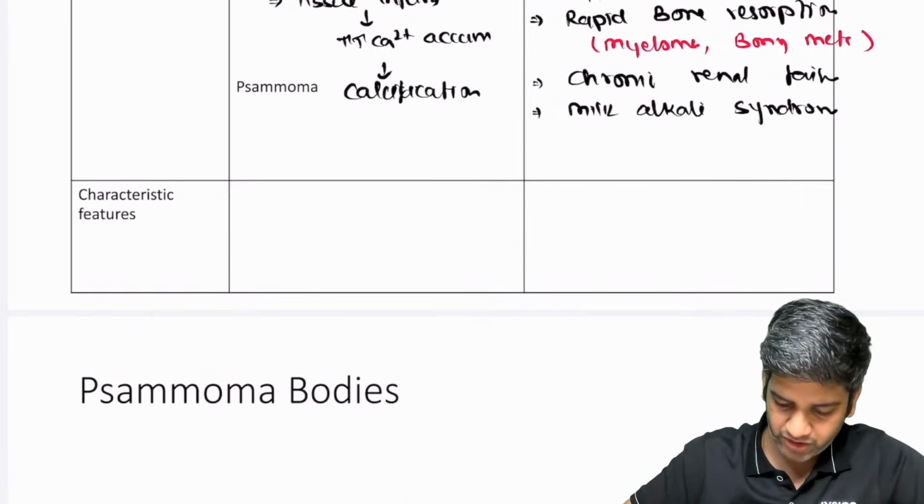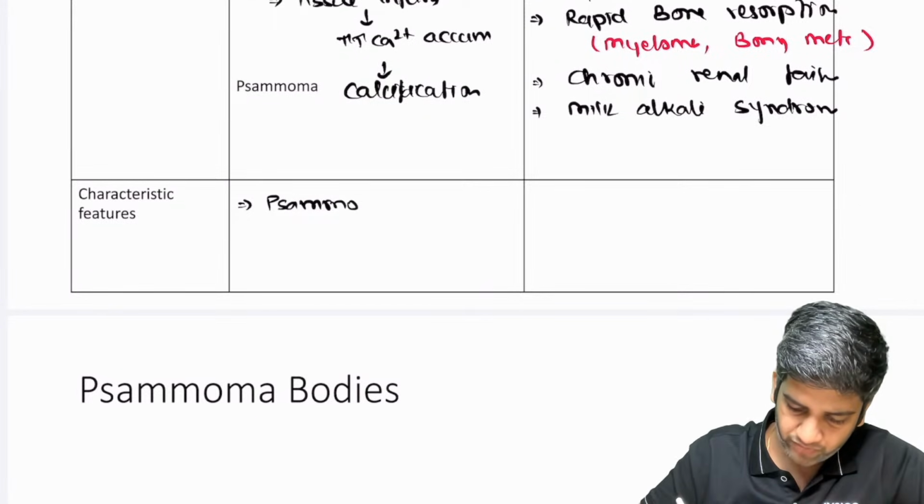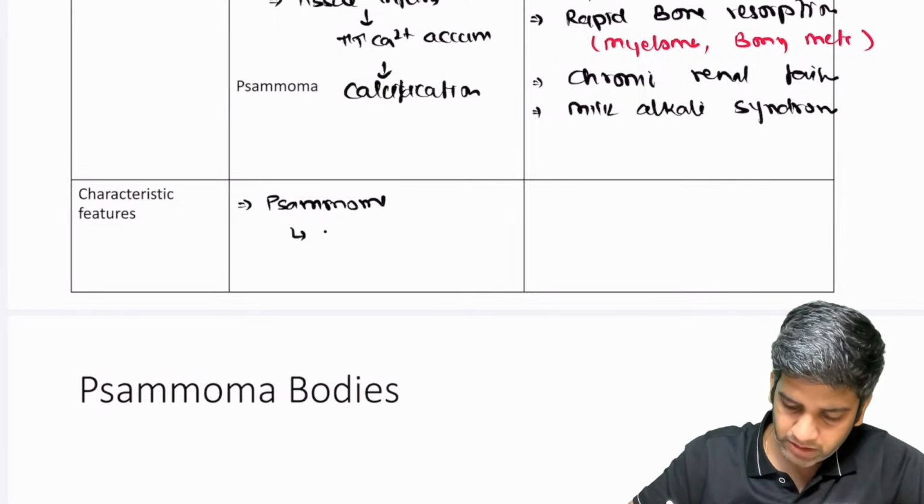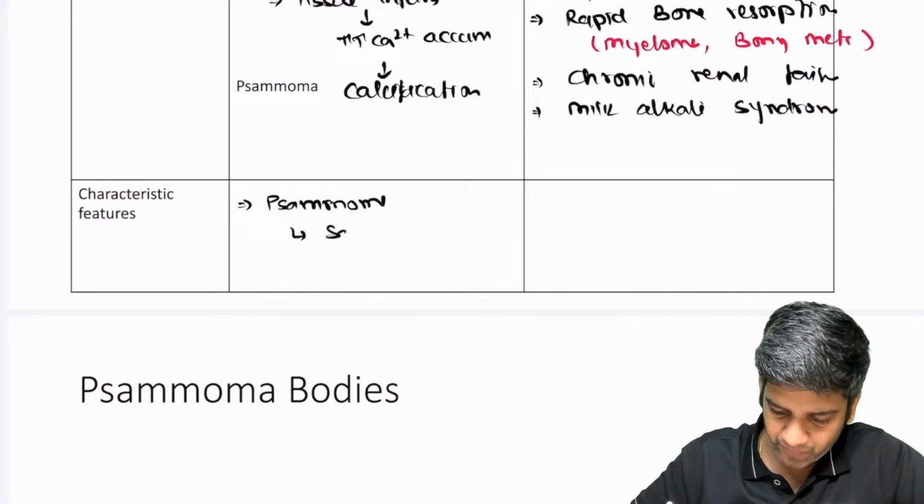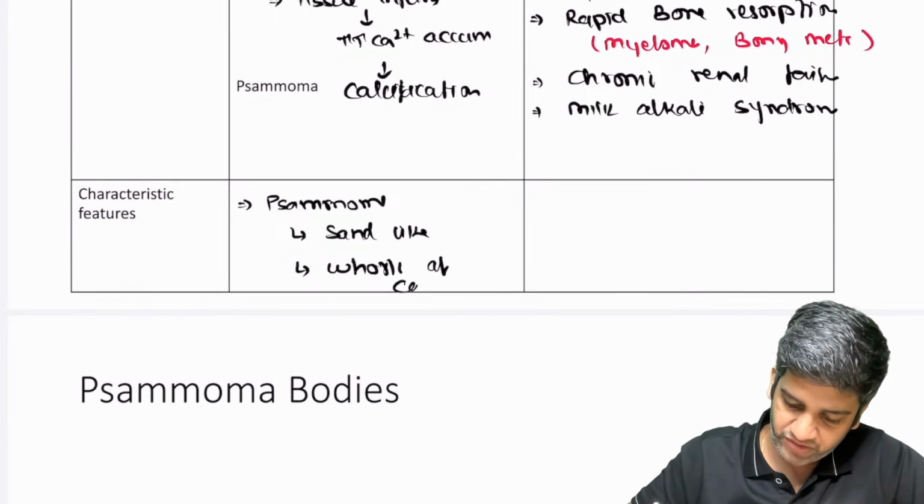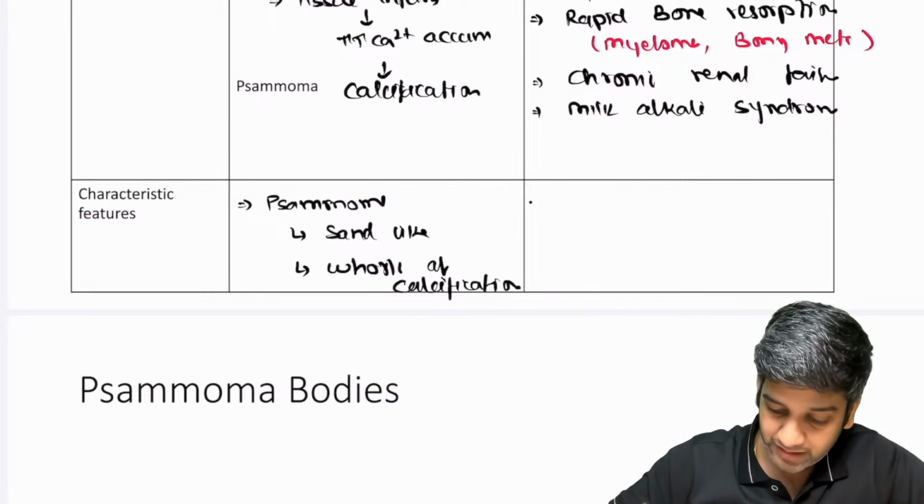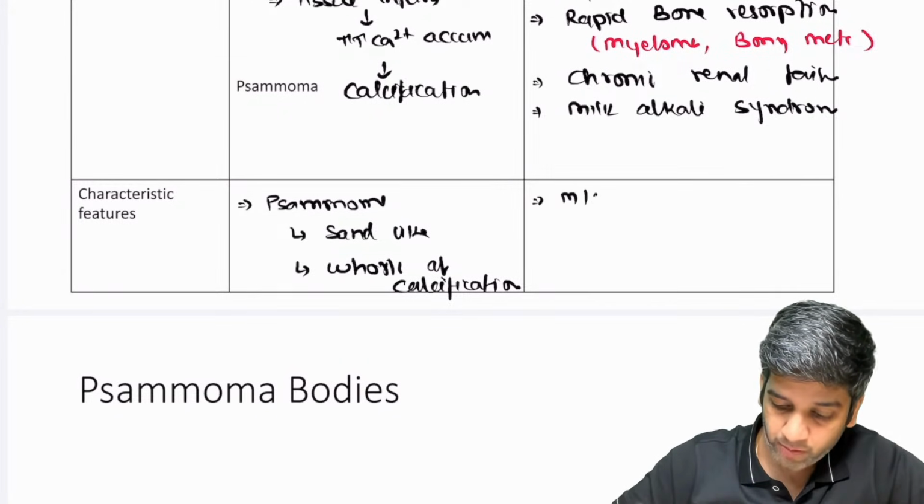So characteristic features here: you will primarily end up having psammoma bodies. Psammoma is one of the important characteristic features of dystrophic calcification. Psammoma means sand-like or gritty structures. And psammoma is nothing but a whirl of calcification, which is seen in microscopy. That's very, very classical, which is primarily seen in tumors. Here, the most important thing is the most common structure where it's getting deposited is lungs, right?